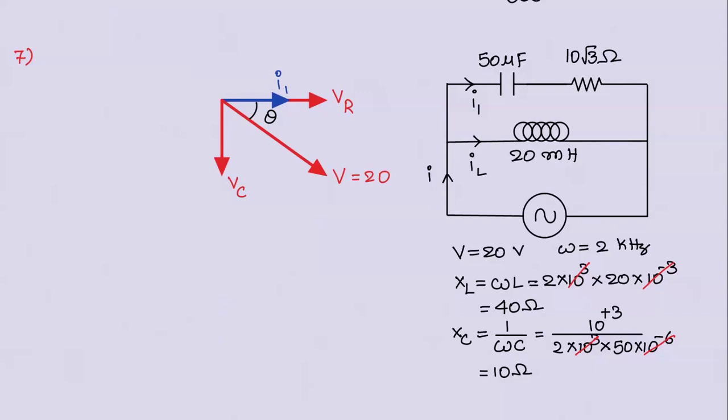As you know very well, in case of series combination, we make impedance phasor and deal with it, right? Z, R, XC. Values are there. R is equal to 10 root 3. XC value is also there.